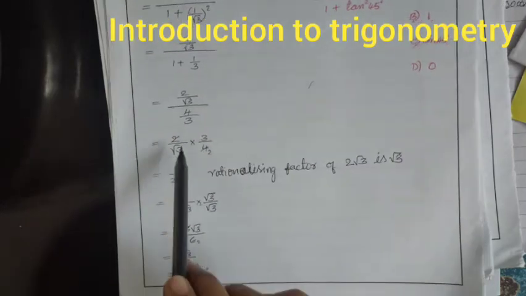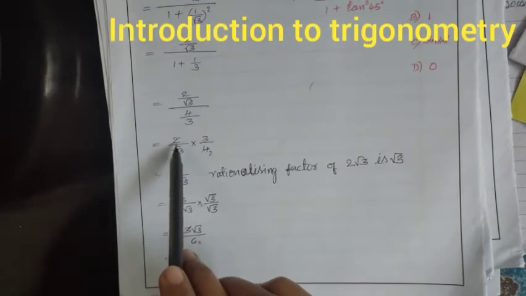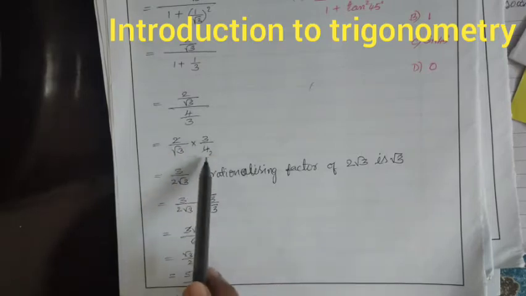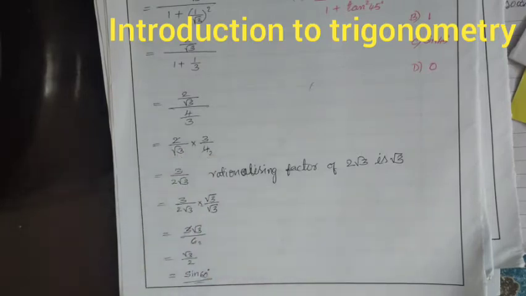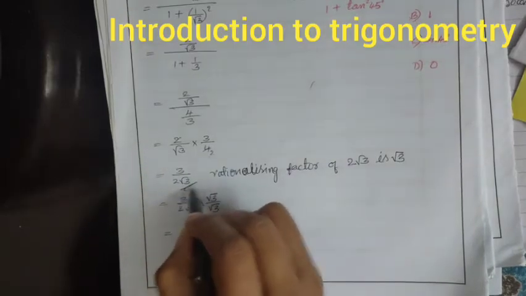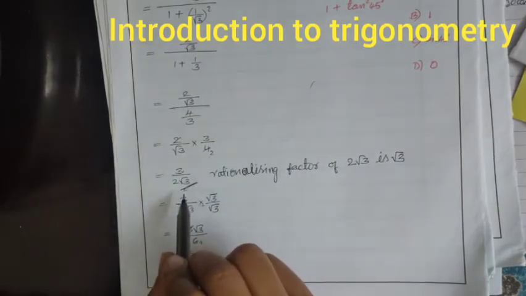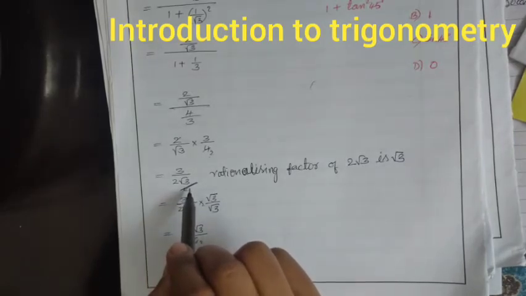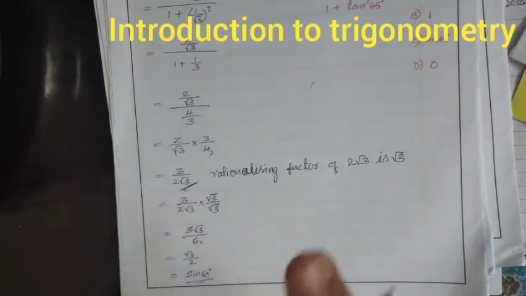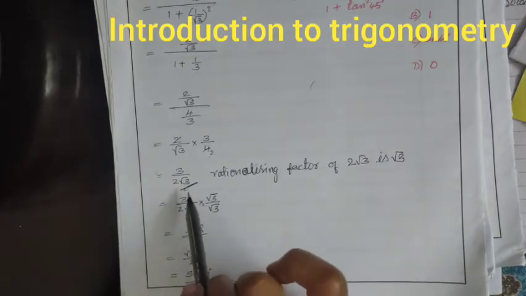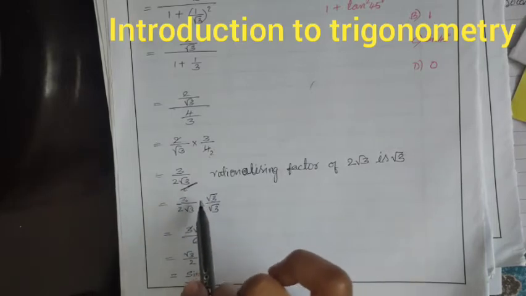So then you can divide by 2. 2 2s are 4. Then we get 3 divided by 2 into root 3. Students, this is not the final answer, because the denominator is in irrational form, and an irrational number is not sufficient for the answer. That's why first we have to make this irrational number into a rational number.